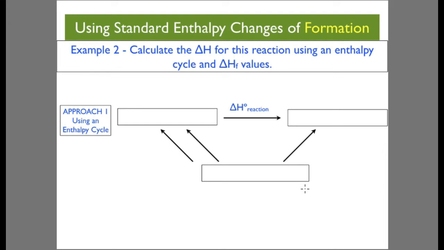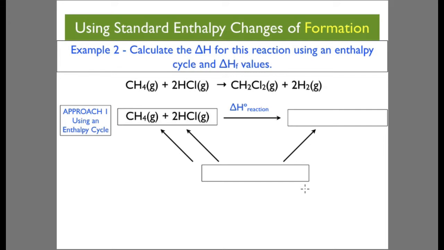Example 2. Calculate the enthalpy change for this reaction using an enthalpy cycle and enthalpy formation values. So you've got methane gas and chlorine gas, hydrochloric acid giving us dichloromethane and hydrogen. So let's fill in the cycle, using this enthalpy cycle.